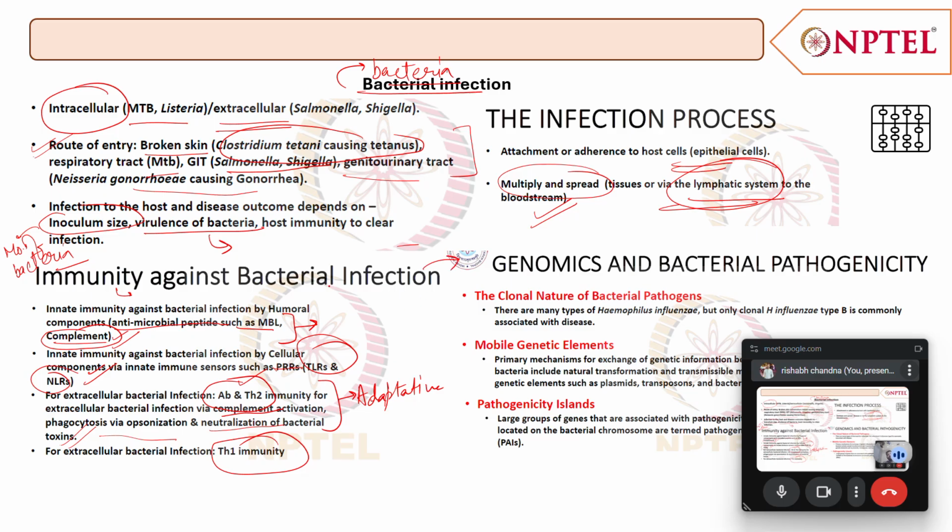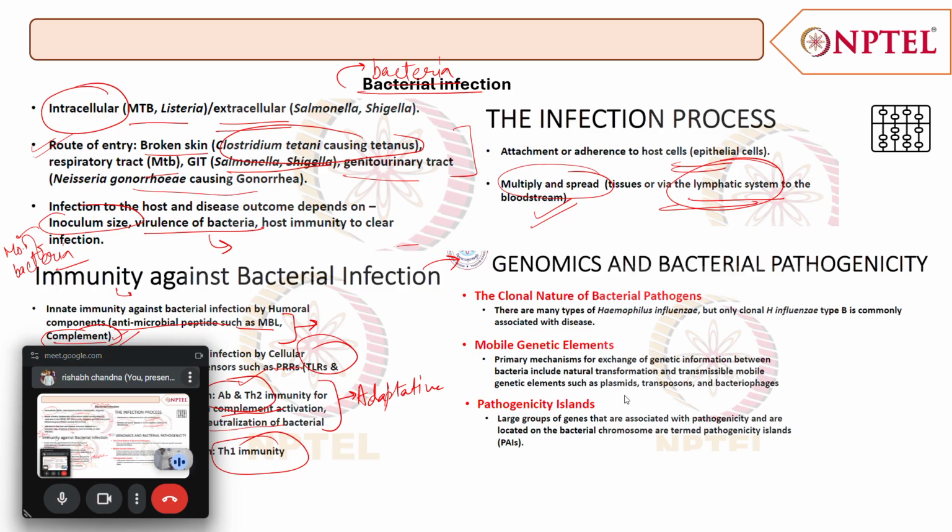Then, moving on to the genomics and the bacterial pathogenicity. So how different components in the bacteria actually help in the bacterial pathogenicity. So we have the clonal nature of the bacterial pathogen. There are many types of influenza. So Haemophilus influenzae, but the clonal Haemophilus influenzae type B is commonly associated with the disease. So there can be different clonal populations of the bacteria that cause the disease.